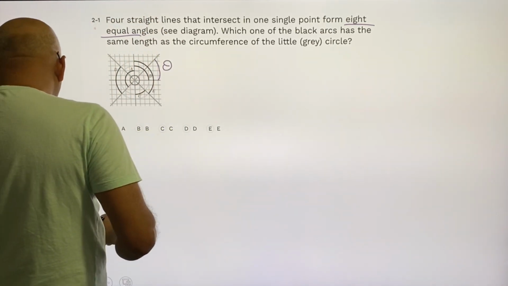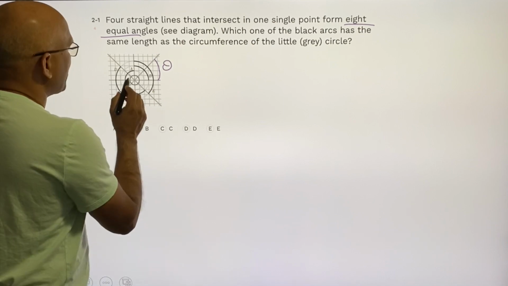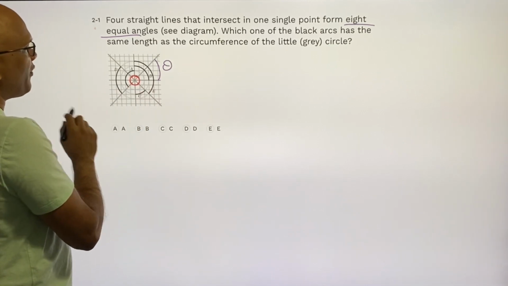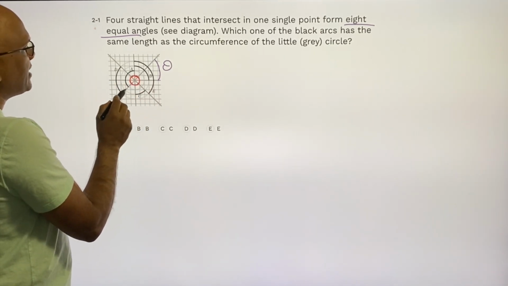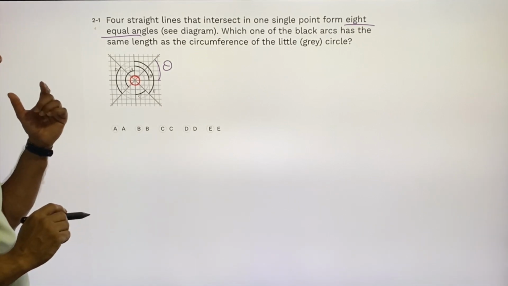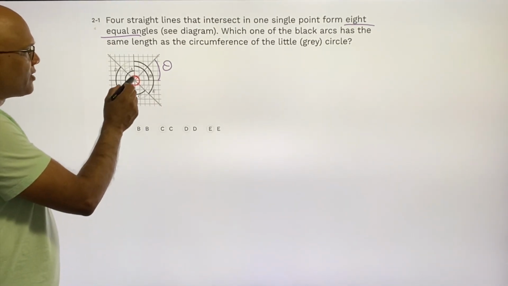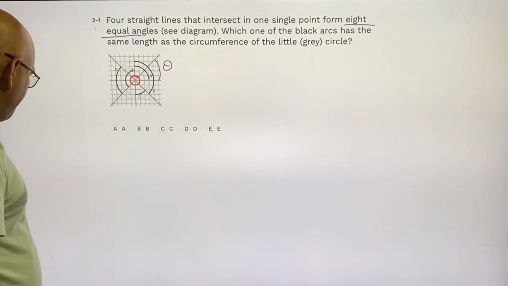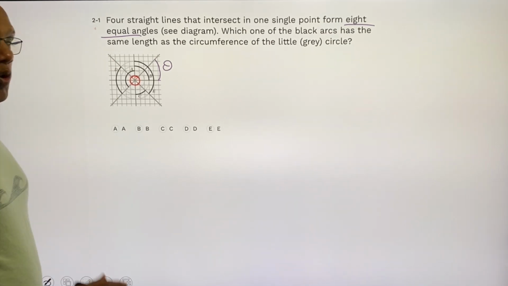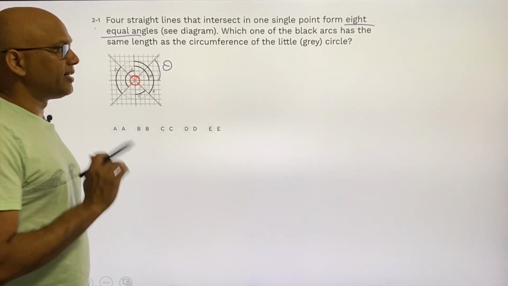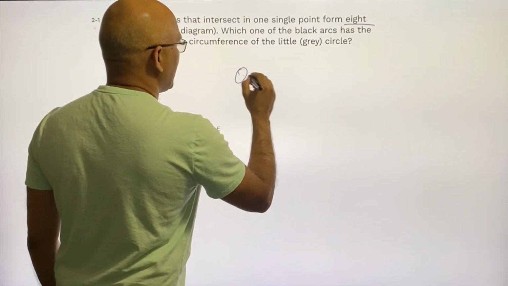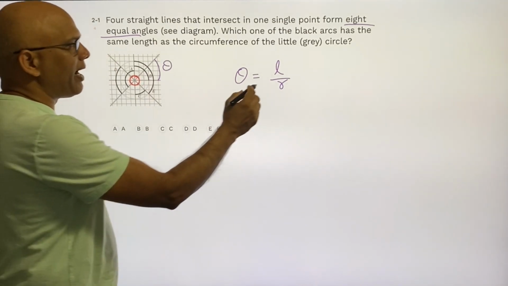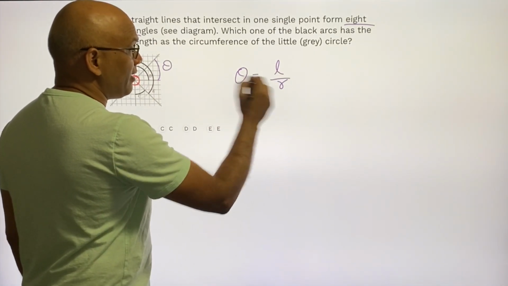Let me highlight the gray circle in a slightly different color so it's more visible. Instead of gray, let me make it red. So we want to find out which of these arcs, A, B, C, D or E, has the same arc length as the little red circle. Always remember the definition of theta: theta is equal to L over R. Theta is the angle subtended by an arc of length L with radius R.